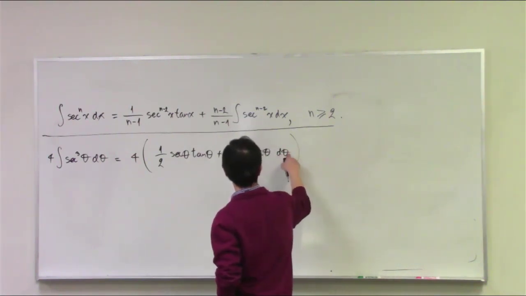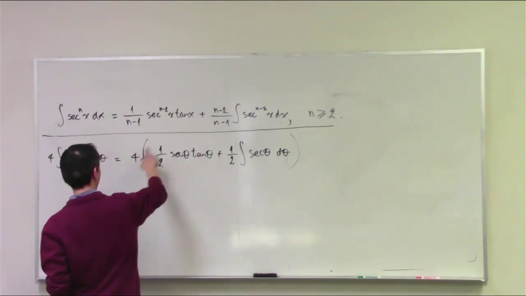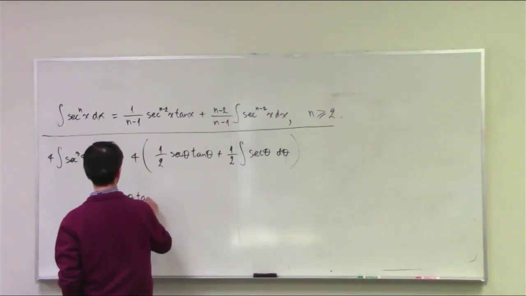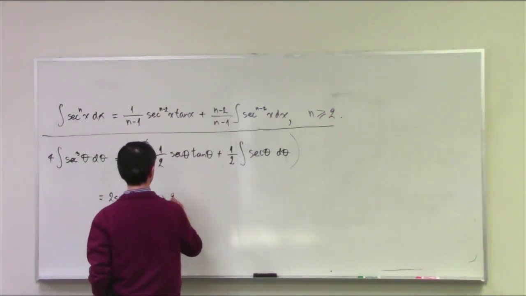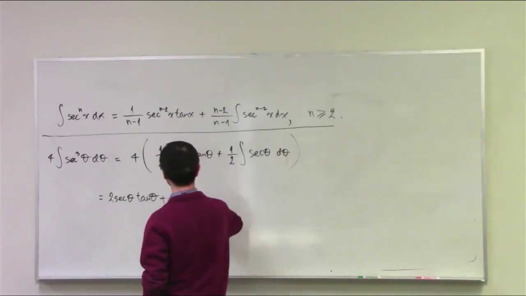But now we have a clear direction where to go. The 4 multiplying in is going to give a 2 for the first term, and the first term is already finished, right? 2 secant theta tangent theta, plus, and now we have 2 times the integral of secant theta. Just breaking that into little steps right here.